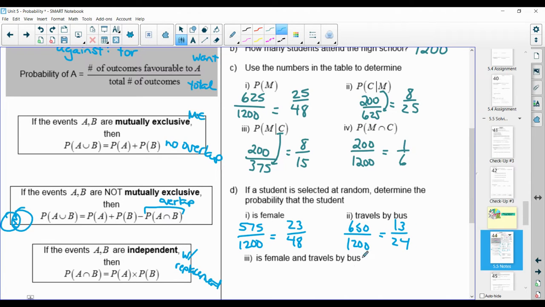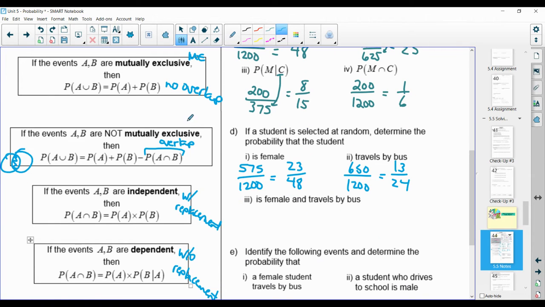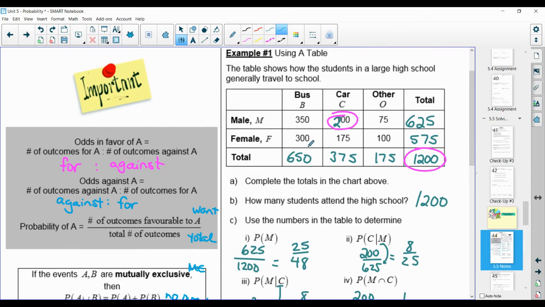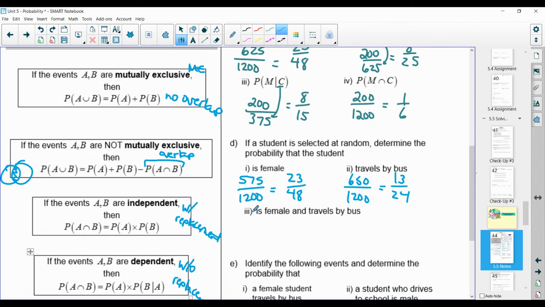So what's the probability that someone is female and travels by bus? So is female and travels by bus. So that's going to be 300 out of the 1,200. So this is 300 students out of 1,200, which gives me 1/4.